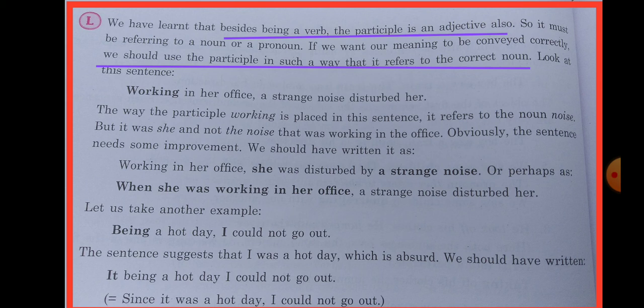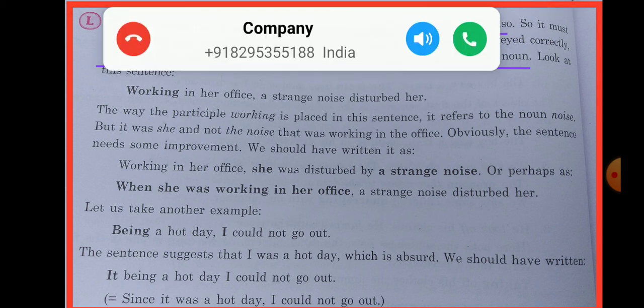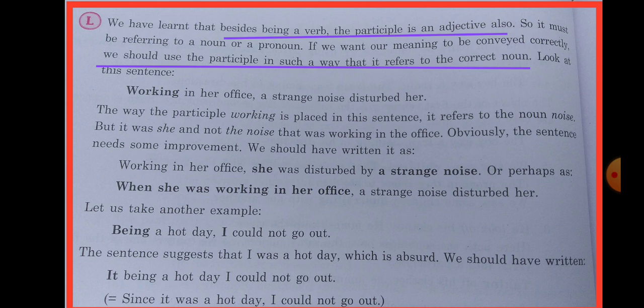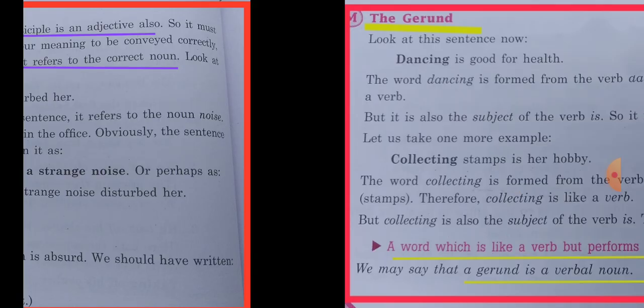Now read out the next one. "Working in her office, she was disturbed by a strange noise." Or perhaps, "When she was working in her office, a strange noise disturbed her." So here we have to remember that the adjective used for a noun should be indicating that noun only.